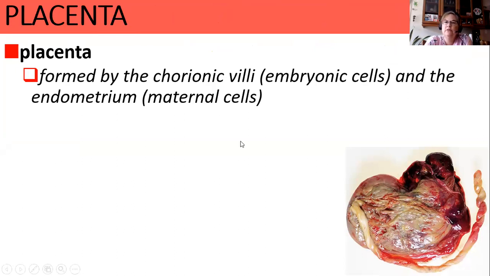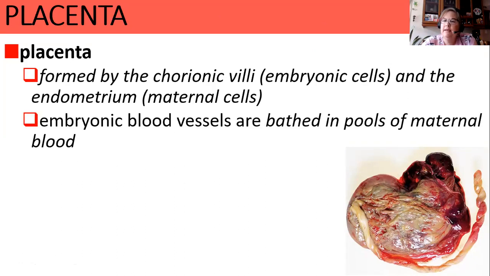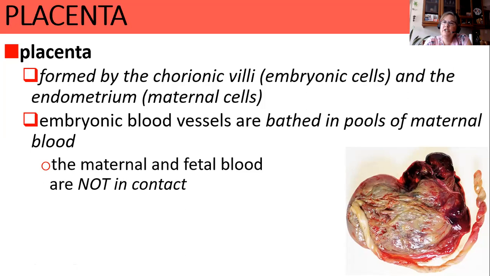So placenta is formed by the chorionic villi. So remember, the chorionic villi, the finger-like projections, that's embryonic DNA. And the endometrium, which is maternal DNA, okay? So it's a combo organ of both of those cell types. So the embryonic blood vessels are bathed in pools of maternal blood. So the blood vessels within the chorionic villi are pushed into maternal blood, okay? But fetal and maternal blood do not mix.